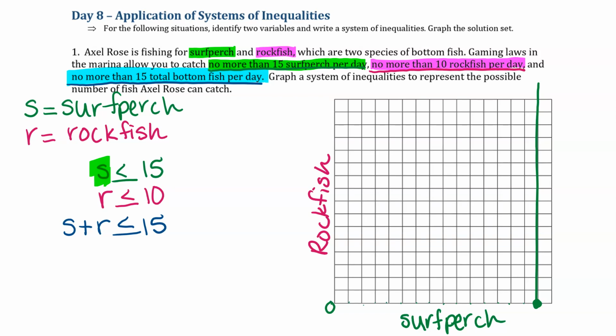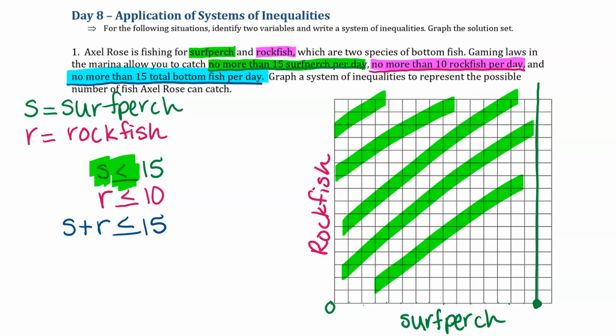Okay. Now I drew a solid line because it was less than or equal to. I forgot to point that out. That's my bad. But now we've got to do some shading. Okay, that says less than or equal to. This is not an above or below because it's a straight line up and down. So I need to think about where the smaller surf perches are. Smaller surf perches are over here, right? These are all the less than 15s, surf perches.